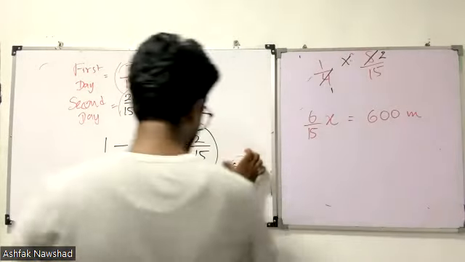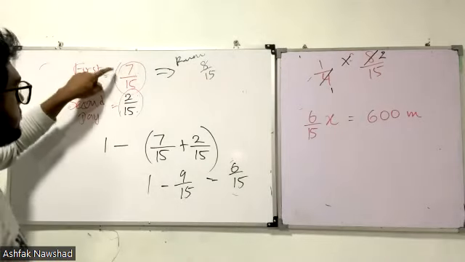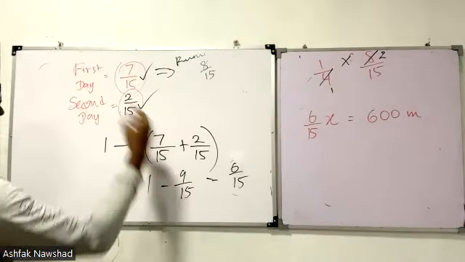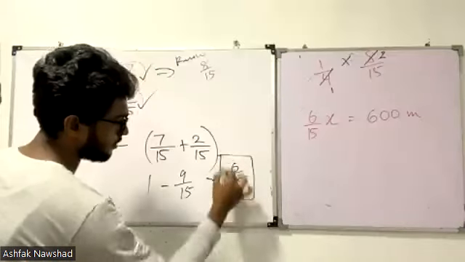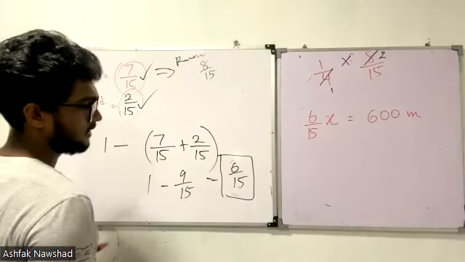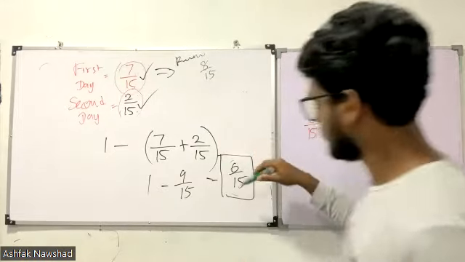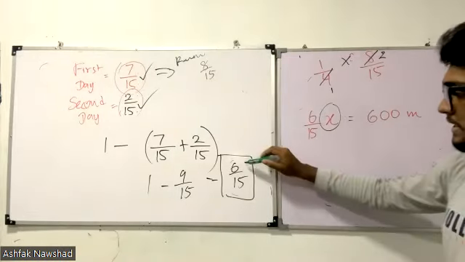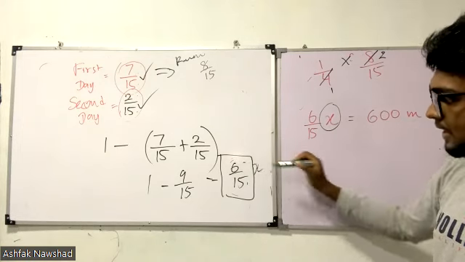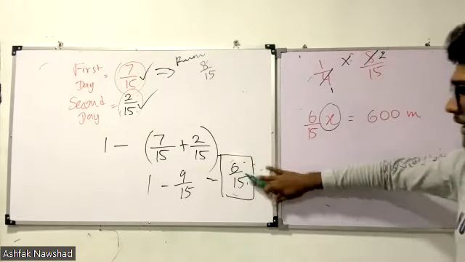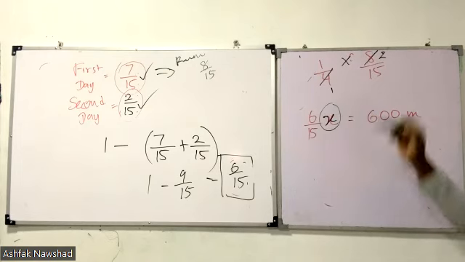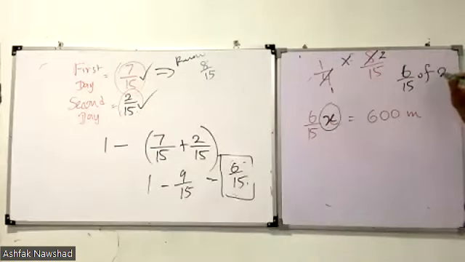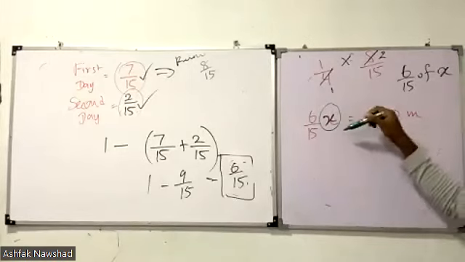If not, I'll repeat. See, the first day task is done. The second task is also done. So the remaining task is this. 6 out of 15 is remaining. Correct? We are talking about the total length. So the total length is unknown. 6 out of 15 of the total length is remaining. Right? The total length is unknown. Therefore, I took it as x. 6 out of 15 of the total length. So that's 6 out of 15x.